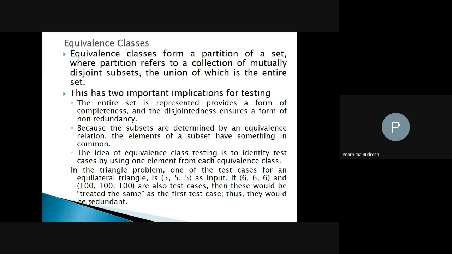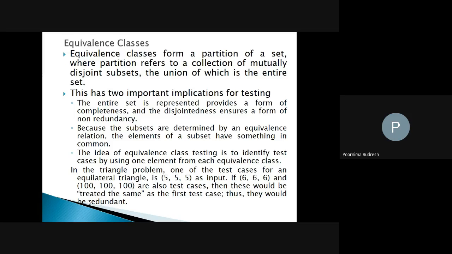Now let us consider the example of a triangle problem. In the triangle problem, when all three sides are of equal length, we say that the triangle is an equilateral triangle. So if we consider the values 5, 5, 5 or 6, 6, 6 or 100, 100, 100, what does this indicate? These are the sides of a triangle. If you consider the sides of the triangle as A, B, C, then A is equal to 100, B is equal to 100 and C is equal to 100, like that.